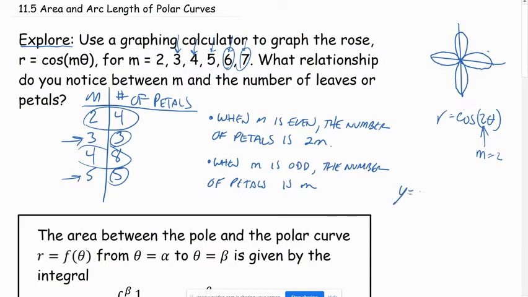Okay, and that will work for sine as well. So if you graphed something like r equals sine of 6 theta, that would have 12 petals. So the same pattern exists for sine as it does for cosine.